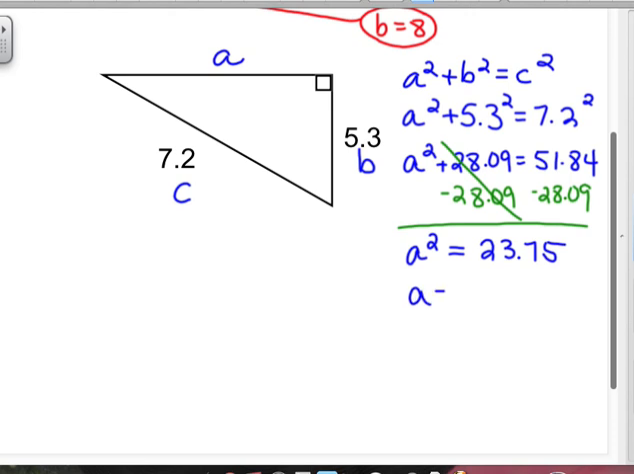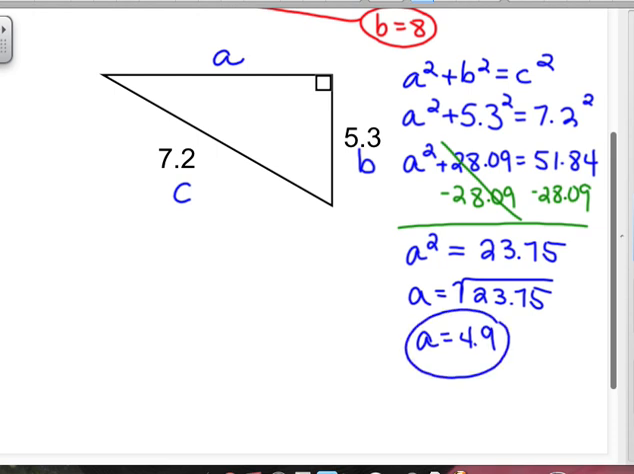So that means that if I want to know what A is, I have to take the square root of that number. And would you believe the square root of that is 4.9. So if A is 4.9, does that still leave C as the longest side? Yep. Good job. Lots going on here.